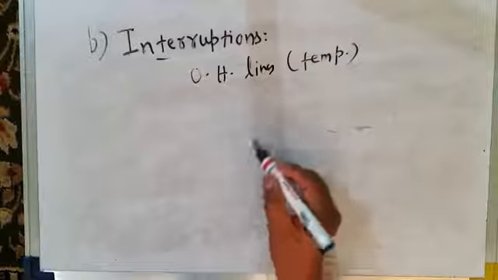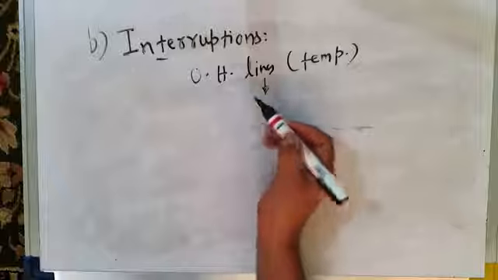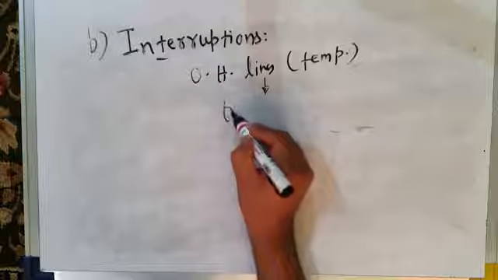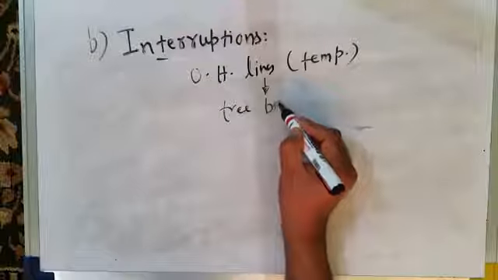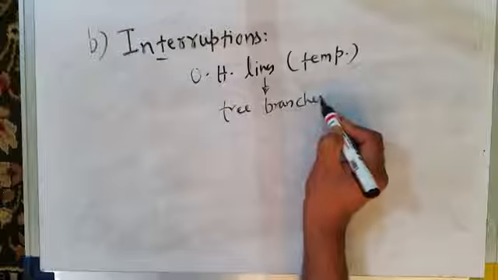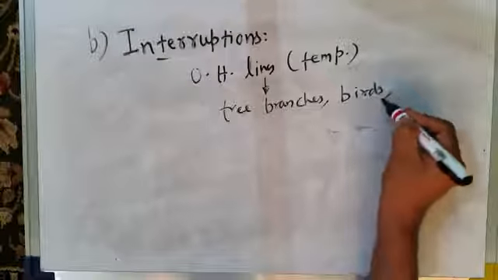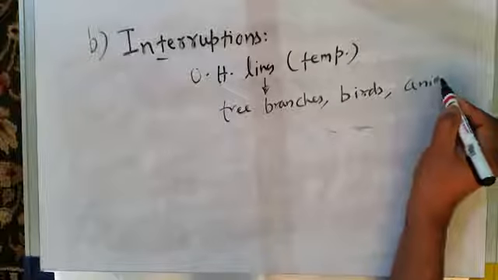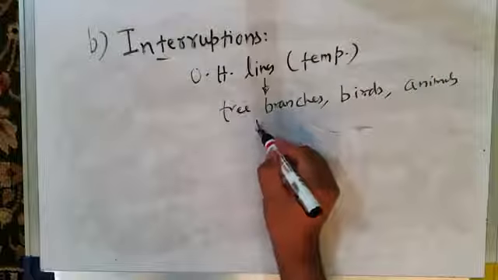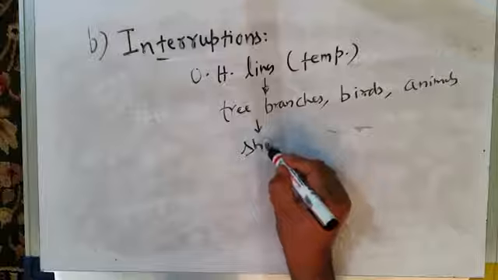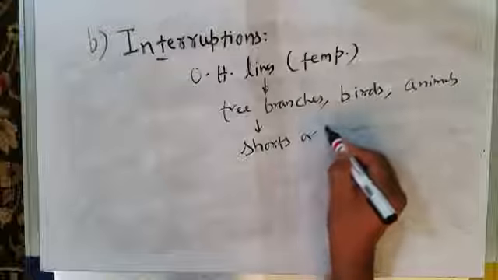And these faults are caused by situations like tree branches, birds, animals. And what type of faults do they cause? They cause short circuits, or shorts, or grounds.